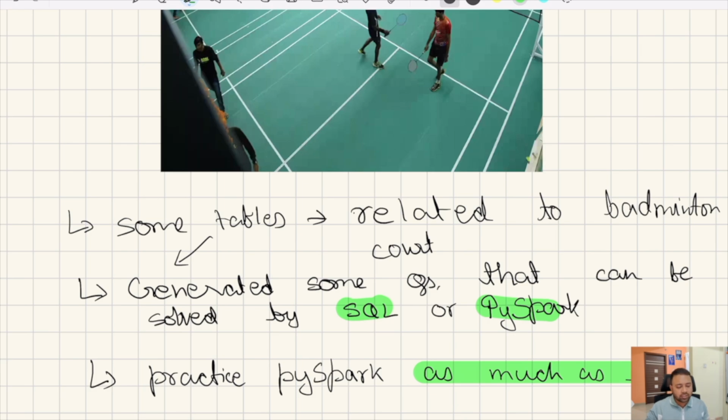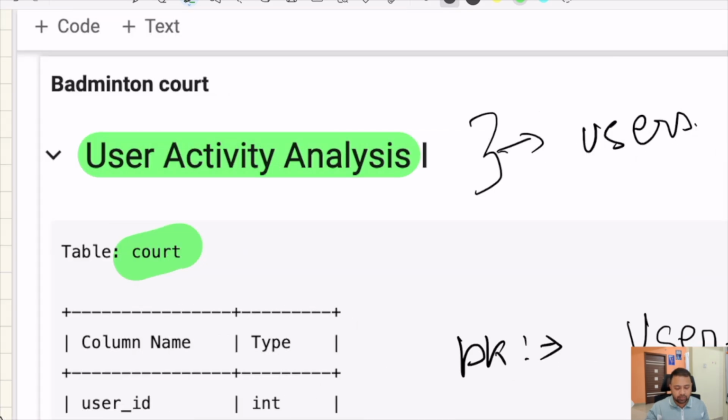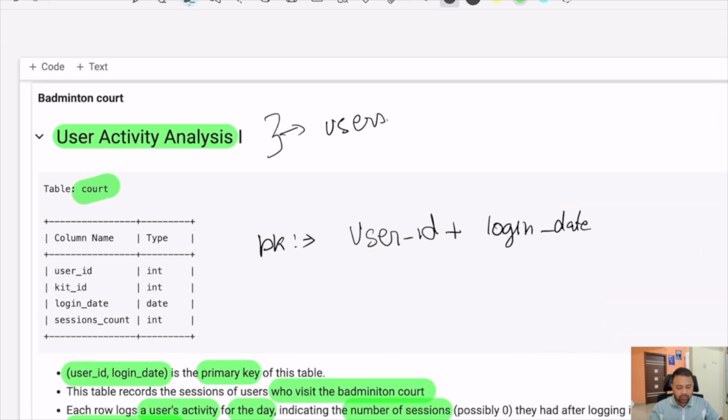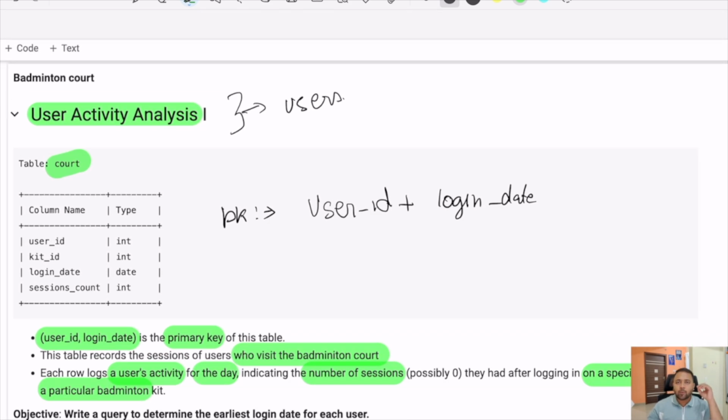So without wasting time, let's go to the first problem statement. Let me just minimize it a little bit. The first problem statement is user activity analysis. Here, in the user activity analysis, I have one table with the name court. And here the primary key is a combination of two columns, user ID and login date.